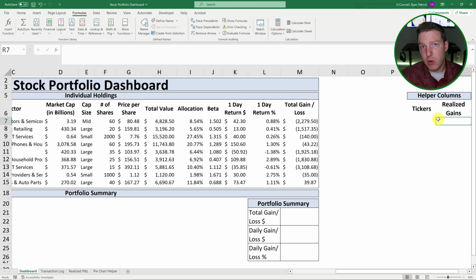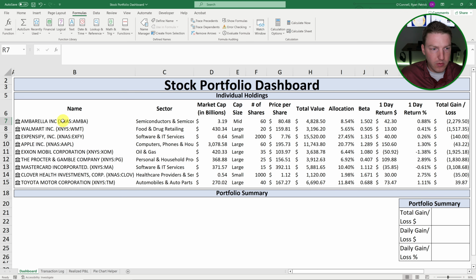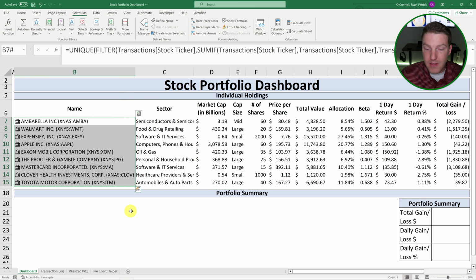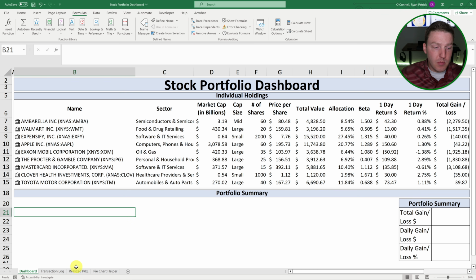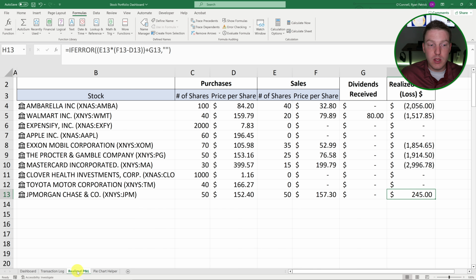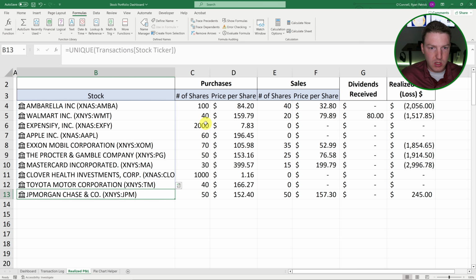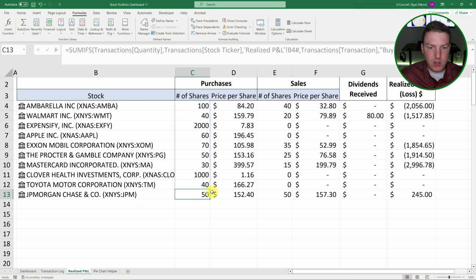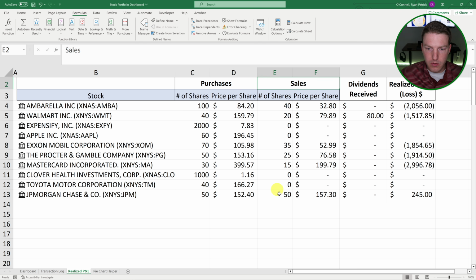And there's two components to this. So one component is going to be the total gain or loss that we've earned on the stocks that are currently in our portfolio, like these ones. And then the second component is going to be any stocks that we had bought and sold in the past, and now those positions are no longer in our portfolio. Like, for example, JP Morgan Chase, we can see we purchased 50 shares and we also sold 50 shares.